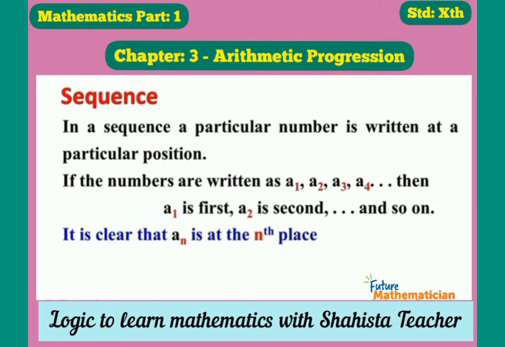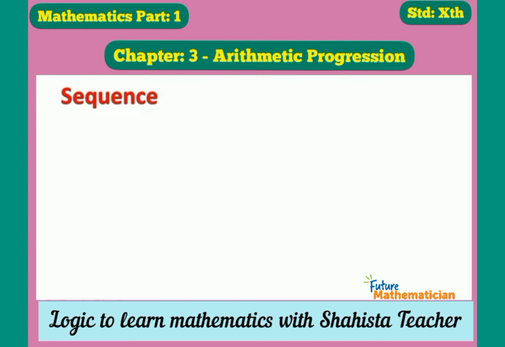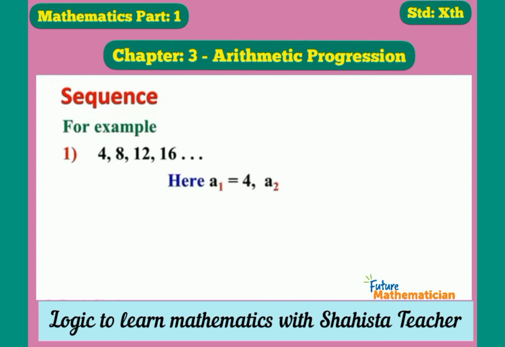It is clear that AN is at the nth place. So here we have to define the place. So for example, 4, 8, 12, 16. So here A1 is equal to 4, A2 is equal to 8, A3 is equal to 12 and so on.